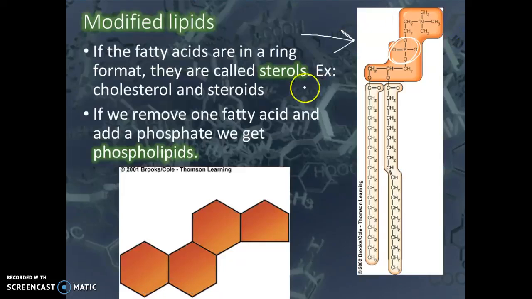Also, anytime that we see things in a ring shape, we'll call those sterols, and that's things like cholesterol and steroids. It's just a fat that is in the shape of a ring instead of being in a long line like these guys are right here.